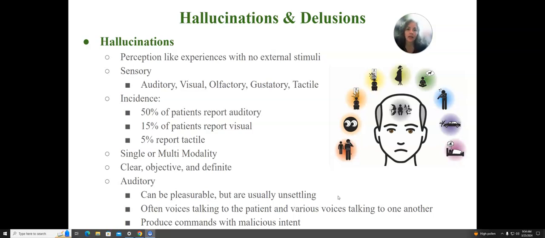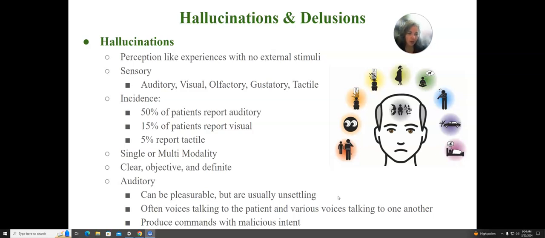Even though there isn't an external stimuli, the experience of that sensation is very much clear and definite and real to them. And so the fear is real. The impact and effect of those sensory experiences is very much real to them.